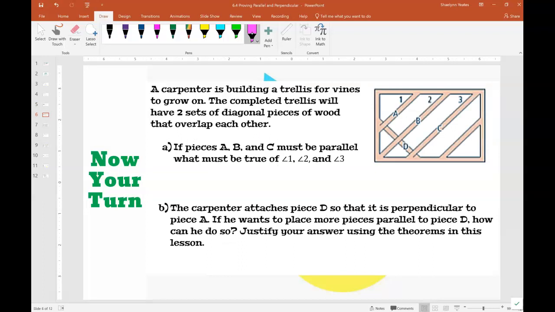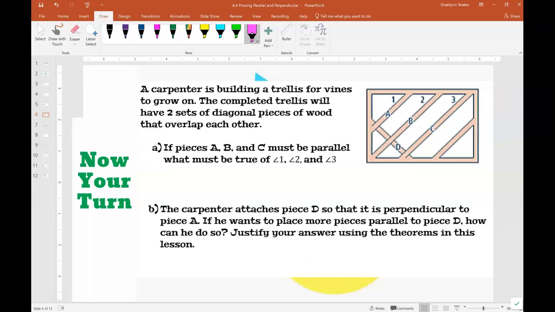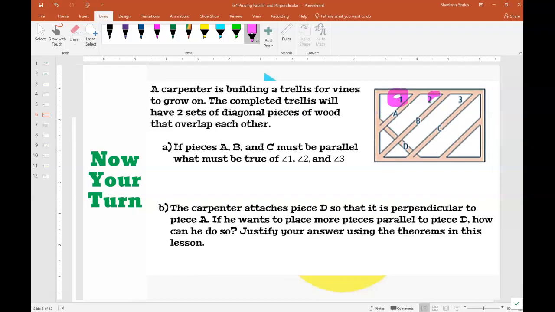So you're going to be finding out what has to be true about angle 1, angle 2, and angle 3, and why does it have to be true? And then with that information, or without that information, answer the question about D. If you want to make things parallel to D, what do you have to do so that they are also parallel to D? But it's hard to measure parallel, so you're probably going to want to do something about angles there.